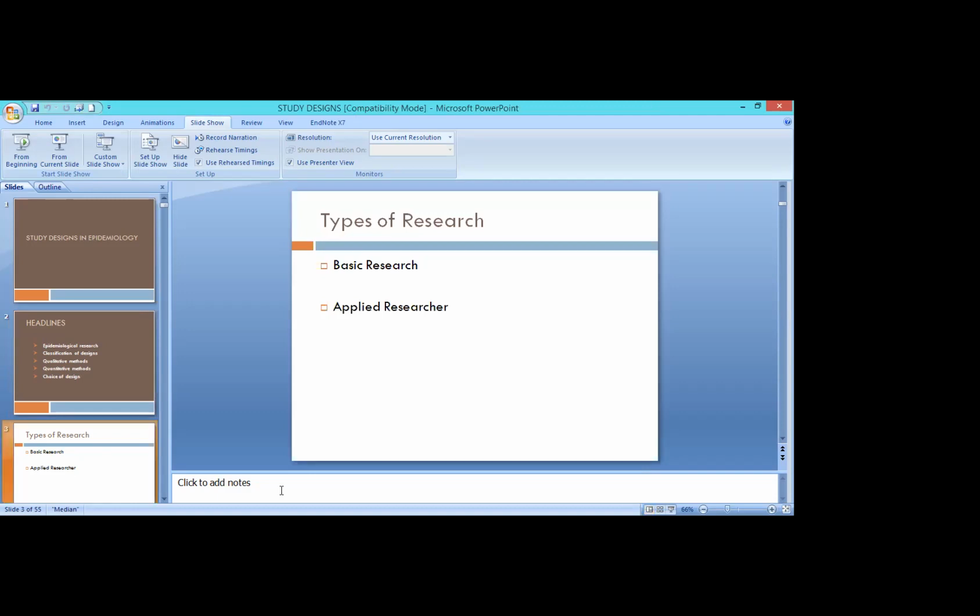What is basic research? Rabia? Dr. Khansa, what is the difference between basic and applied research? Please unmute your mic.